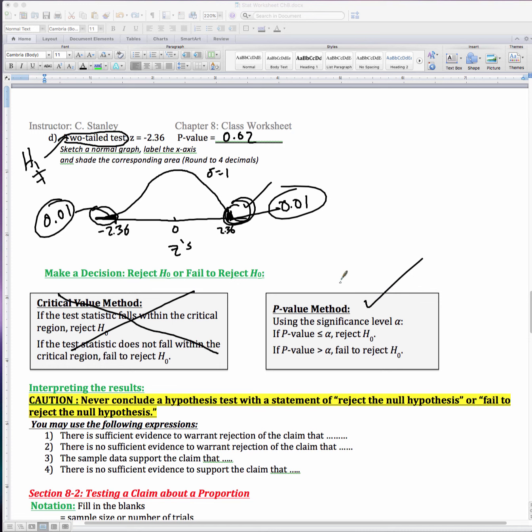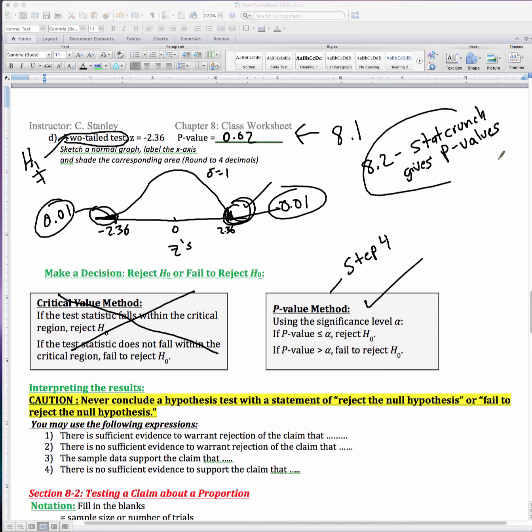So this is going to be step 4. So once we get this p-value, to be honest with you, for the most part, 8.1 is going to make you do these p-values by hand, but 8.2, StatCrunch is going to give you the p-values. Okay, so for the most part, StatCrunch is going to give you the p-value. So once you get the p-value, this is that significance level which will be given.